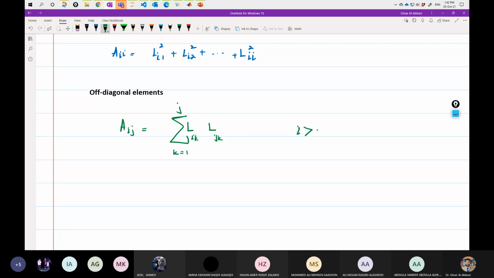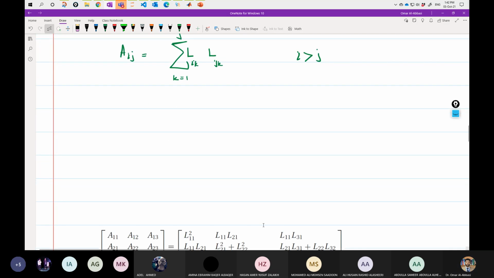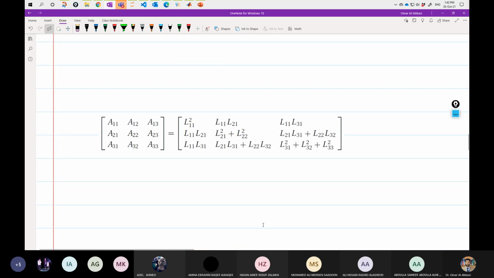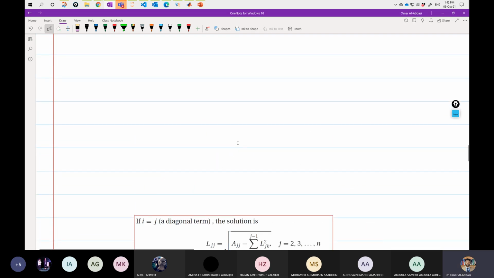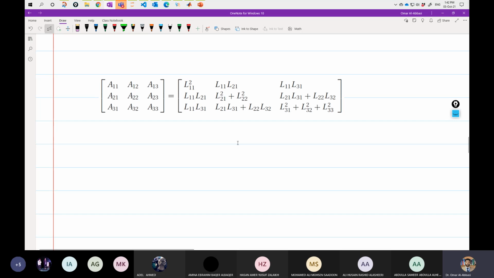I'm saying i is larger than j. Okay. That's all. We have done that now. Yeah. That's all. Let's say now we need to find the factorization. We need to find the factorization of matrix A.